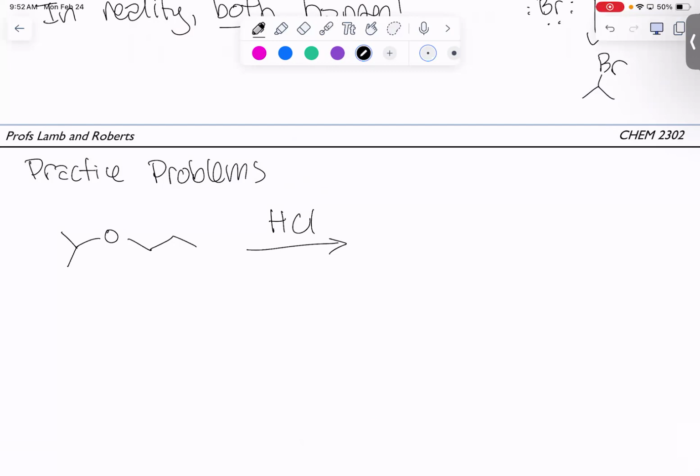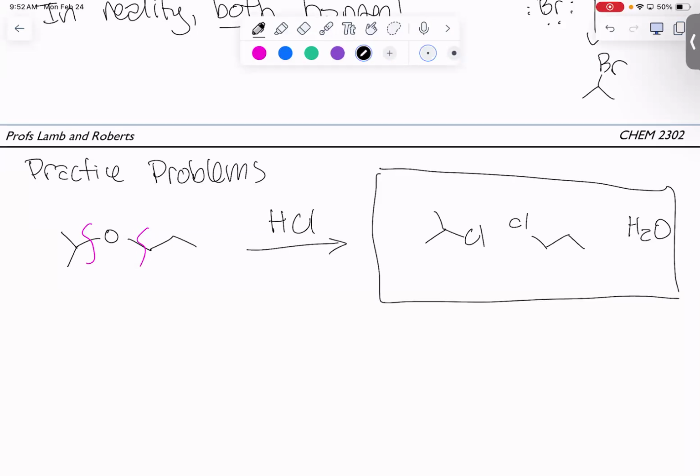All right, so what we can think about here is we lose that oxygen on both sides, right? So we know that water is one of our byproducts. So the products that we're most interested in are going to be isopropyl chloride and then propyl chloride, right? That's the products that come from if we were to break those bonds as you have them, as they're drawn in pink.